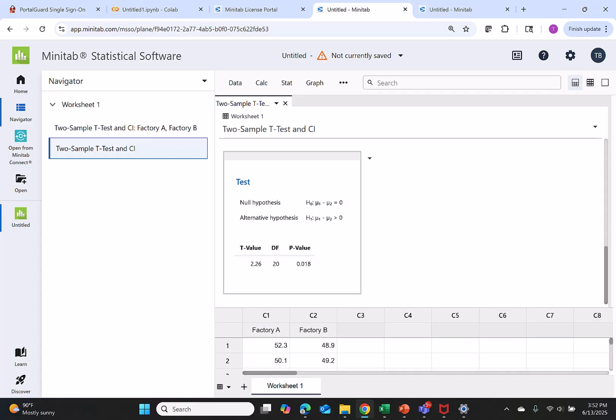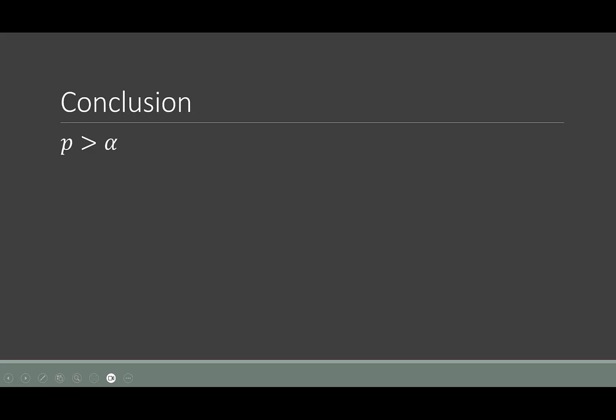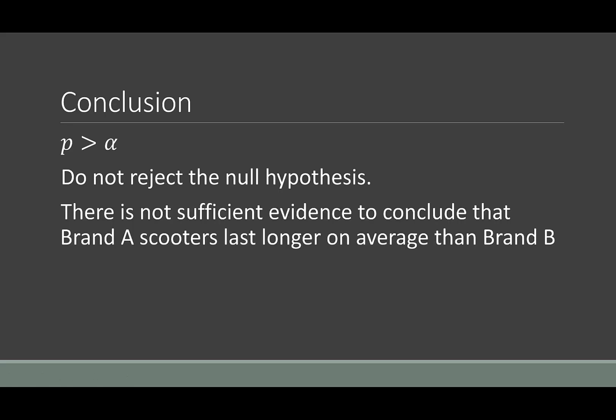Scrolling down, we can see we have a t-value of 2.26 and a p-value of 0.018. This p-value is close to our alpha of 0.01, but it is not less than the 0.01. Because our p is greater than alpha, we do not reject the null hypothesis. There is not sufficient evidence to conclude that brand A scooters last longer on average than brand B.